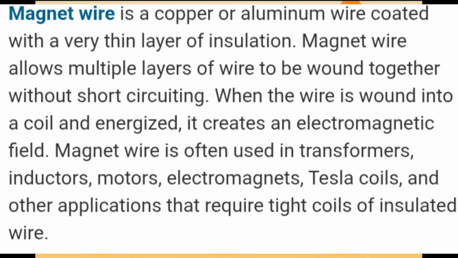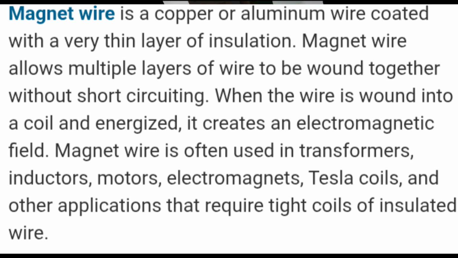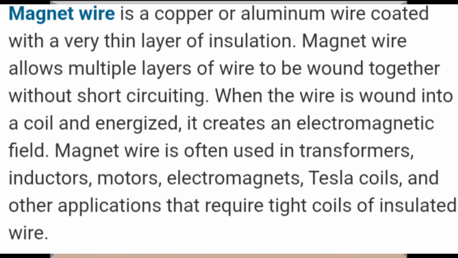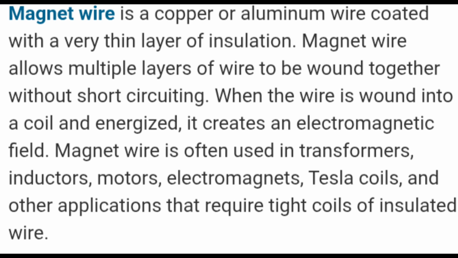Magnet wire is a copper or aluminum wire coated with a very thin layer of insulation. Magnet wire allows multiple layers of a wire to be wound together without short-circuiting. When the wire is wound into a coil and energized, it creates an electromagnetic field. Magnet wire is often used in transformers, inductors, motors, electromagnets, Tesla coils, and other applications that require tight coils of insulated wire.